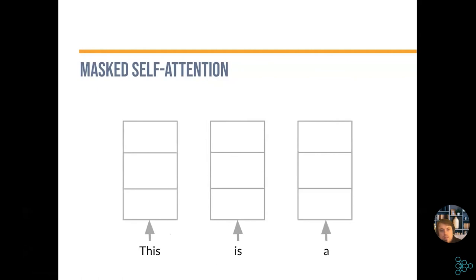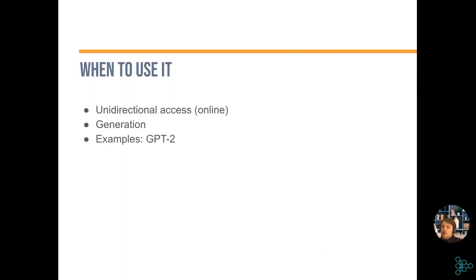But again, you also create a vectorized representation of the words. How is it used? It's used for any unidirectional access. So for example, online, you have speech recognition. It can also be used for generation, because natural language generation usually is a problem where you provide the beginning of a sentence or a paragraph, and then the algorithm has to complete the rest. So an example is GPT-2.